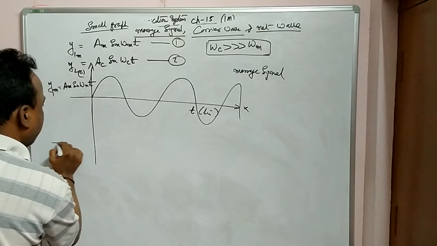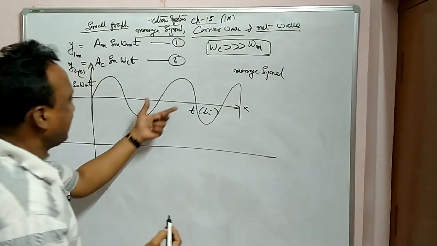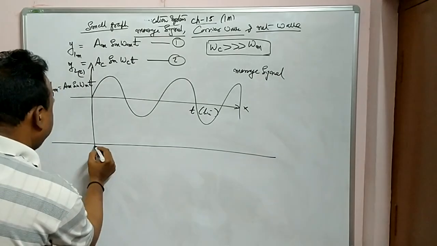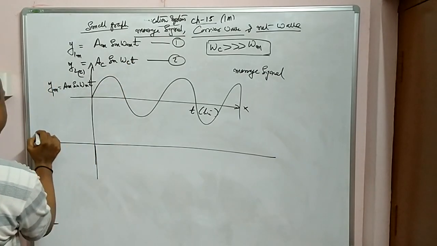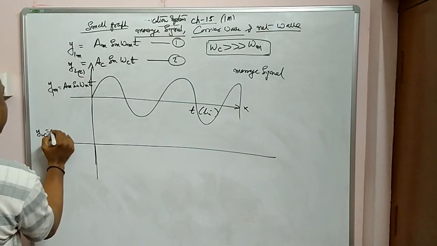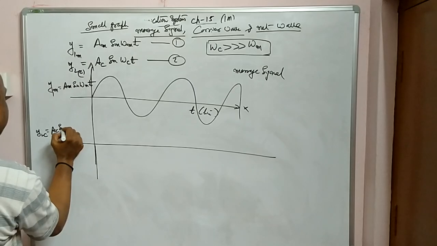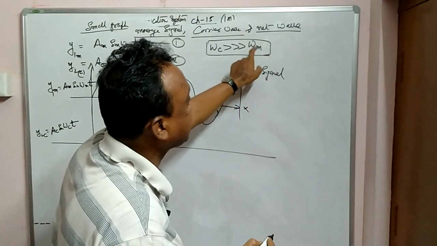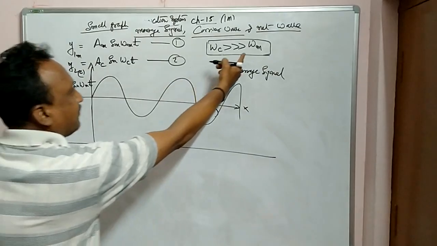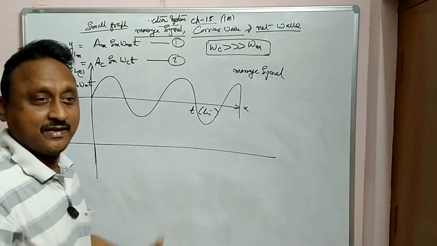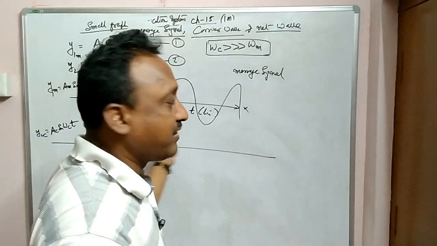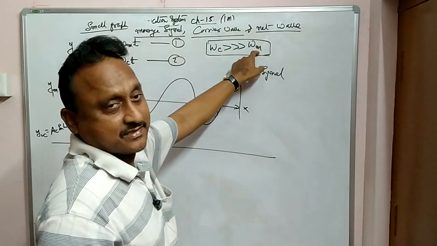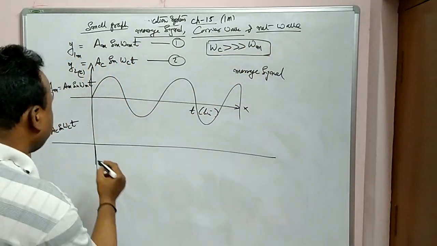Same, coming to the message carried by the carrier wave. The carrier wave y2c is equal to Ac sin omega c t. As I said, this frequency is very much more than that of the message signal. The carrier wave frequency should be very much greater than the message signal. Then it reaches fast.